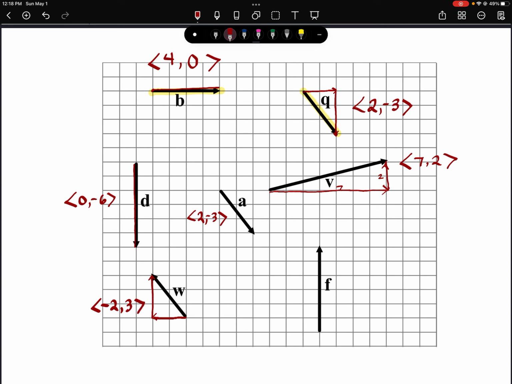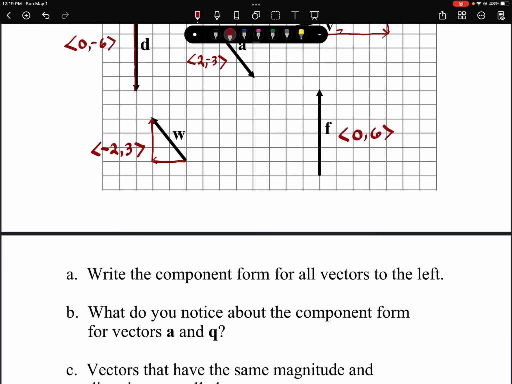Which you see is different than what we have for A and Q. And then we've got F, which doesn't move left or right, so we've got a 0 for the horizontal component, and then it goes up 6. So hopefully you got all those right. Let's move on to part B.